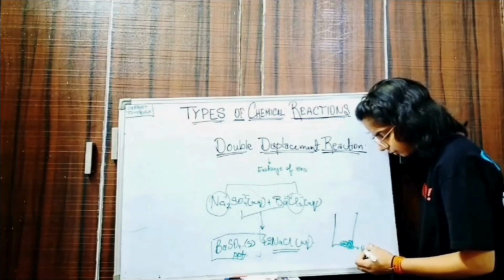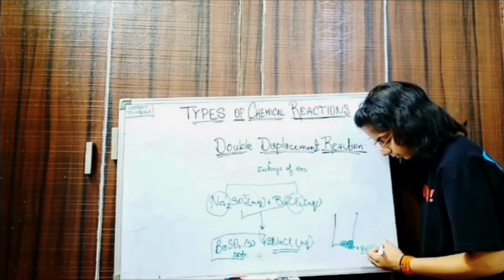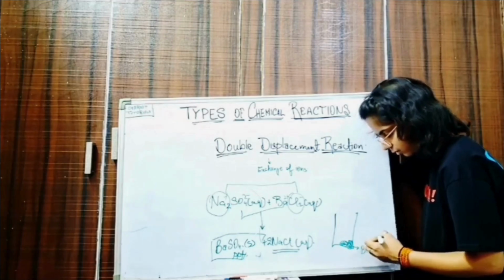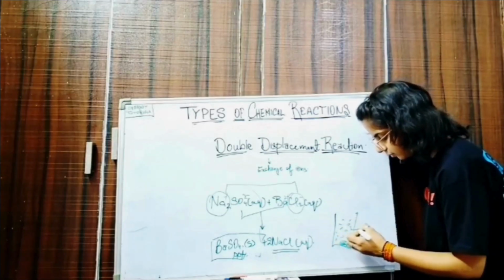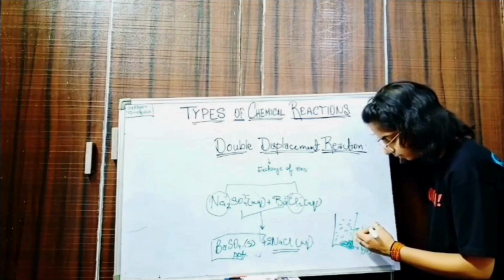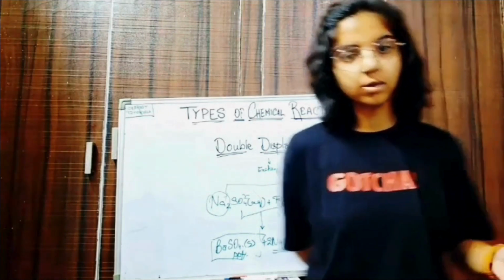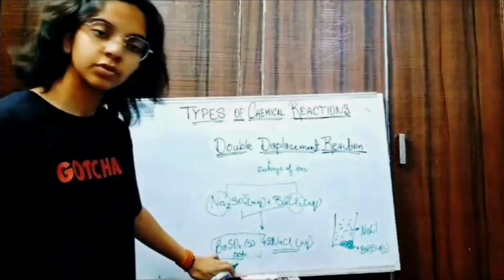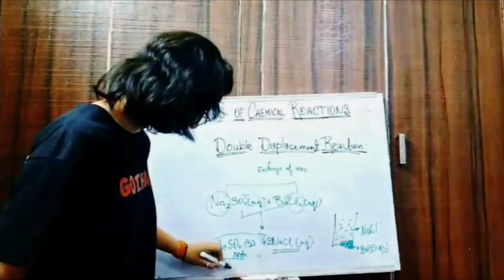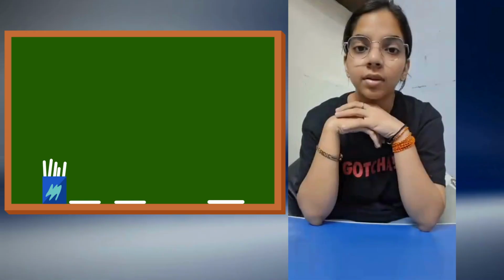So this is your BaSO₄ in solid state, right? And here in the dissolved state we have NaCl, right? So this was the one important thing about this reaction, that BaSO₄ will form a precipitate of white color. A white precipitate is formed, right? It is white in color.